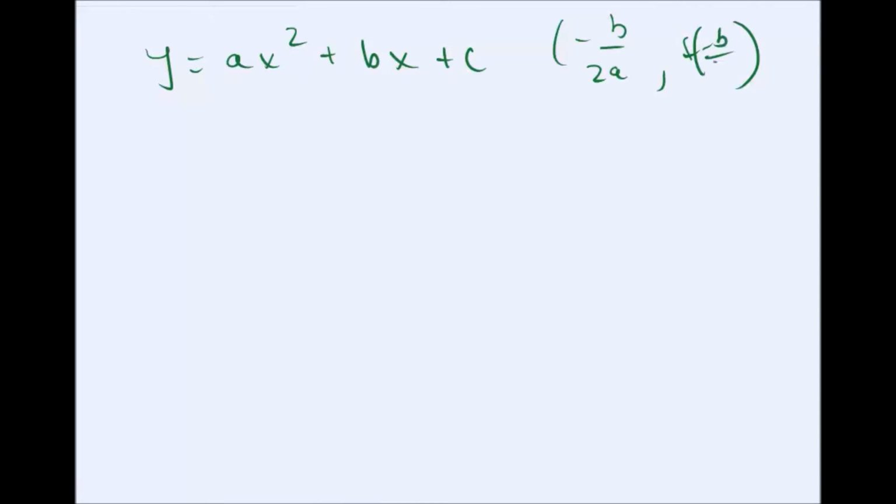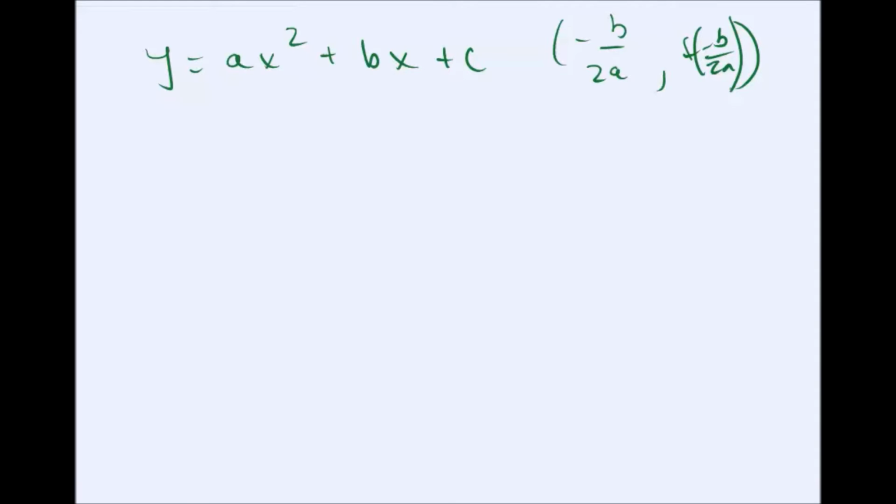Last lesson, we learned about standard form for a parabola. That was y equals ax squared plus bx plus c. And from that form, you could find the vertex using the equation negative b over 2a. That'll give you the x-coordinate. And you plug that back in to find the y-coordinate of the vertex. The way we represent that is f of negative b over 2a. You just plug back in that x-coordinate to find the y-coordinate.